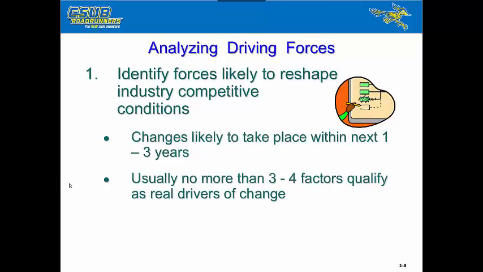When you're analyzing driving forces, the first thing you want to do is think about changes that are going to take place within 1 to 3 years. Not things that are 10 years from now, not things that are next week, things that are going to be 1 to 3 years from now. And you want to narrow it down to about 3 or 4 factors. You don't want to have 10 different driving forces that you're thinking about, and you don't want to just be thinking about one. It should be about 3 or 4 that you zero in on when you're doing your analysis.